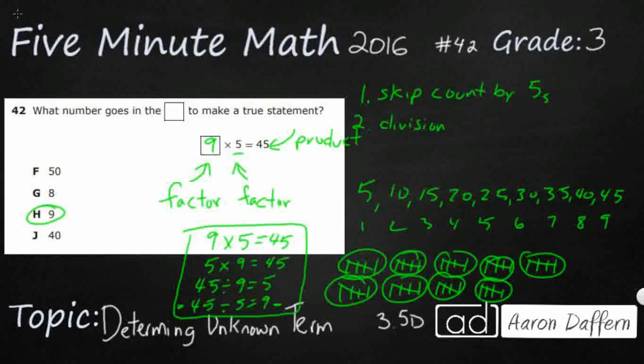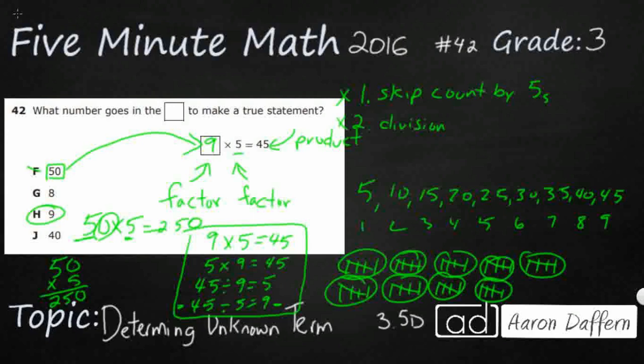But what makes the other ones incorrect? Let's take a look at that. Another way to solve this problem would be to start plugging these numbers in and saying, does that make sense? So 50 times 5. I want to do multiplication vertically here. 0 times 5 is 0. 5 times 5 is 25. So 50 times 5 is 250. You also could have done that by using your multiples of 10. 5 times 5 equals 25, and then you add the 0 at the end. Either way, it is not 45, and that's not going to work.